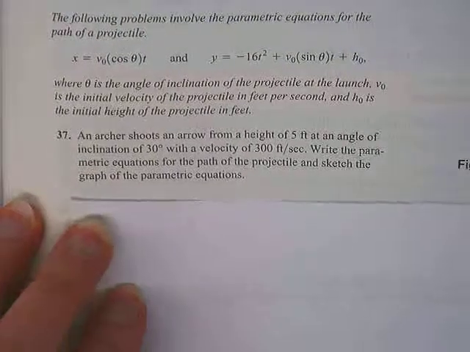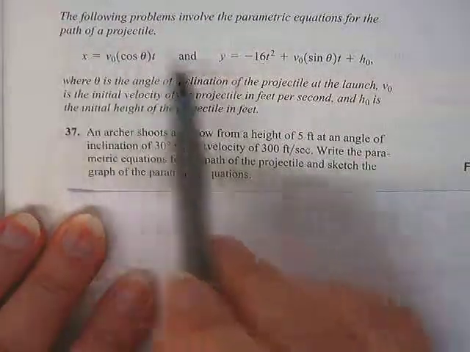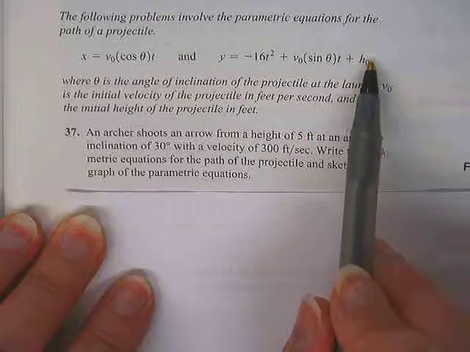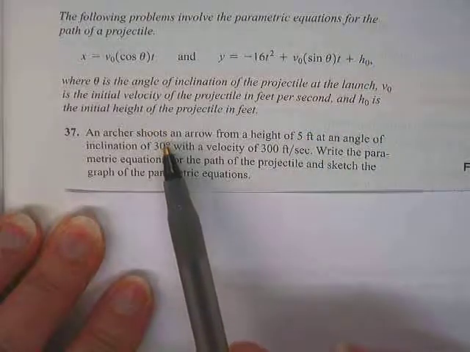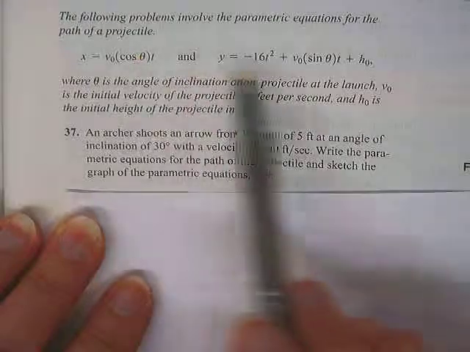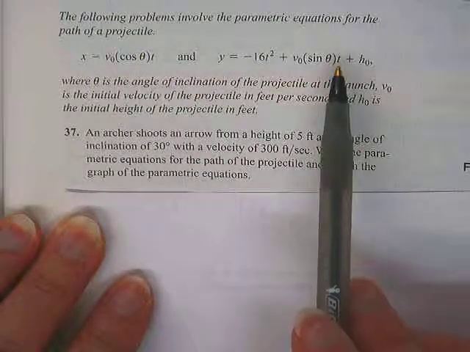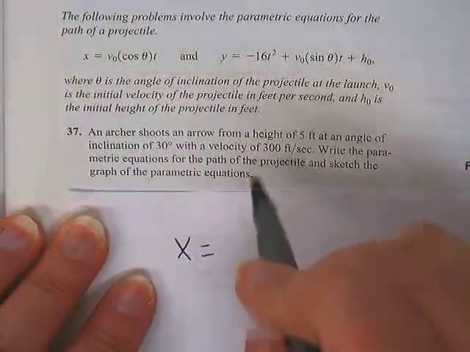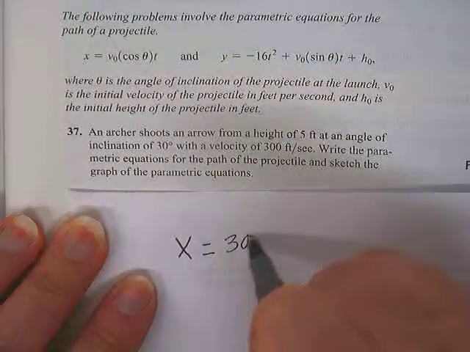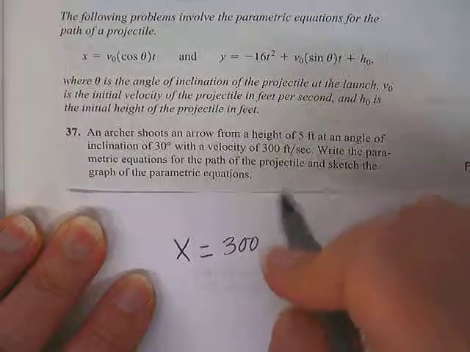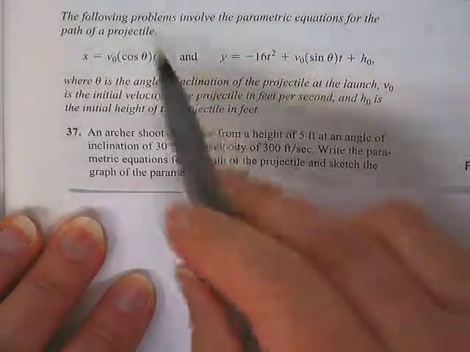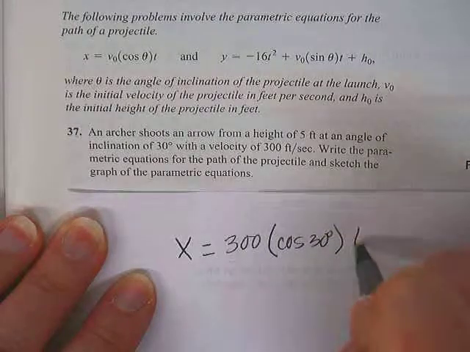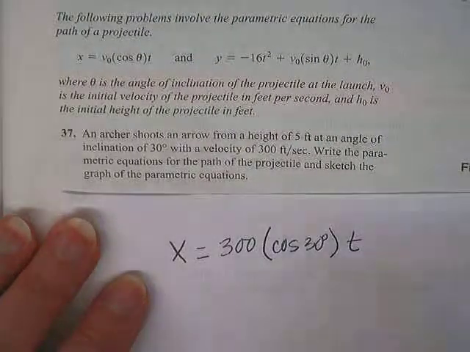Okay, so using these formulas, we would just plug in height of 5, so that goes in for h sub 0. Angle of 30, so that would go in for both of the thetas, cosine 30 and sine 30. What does that end up doing when you plug that in? So initial velocity, let's just look at one of them here. So initial velocity is 300, and then we do the cosine of 30 degrees times t, right?